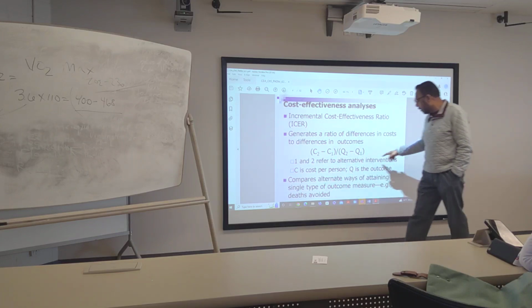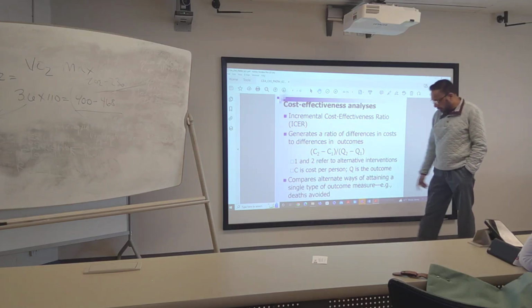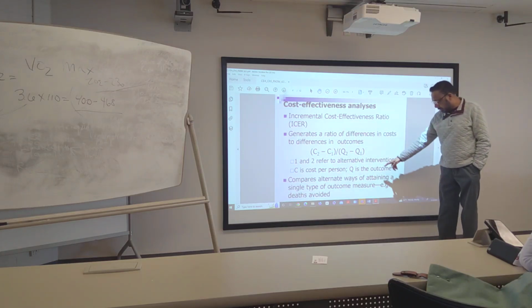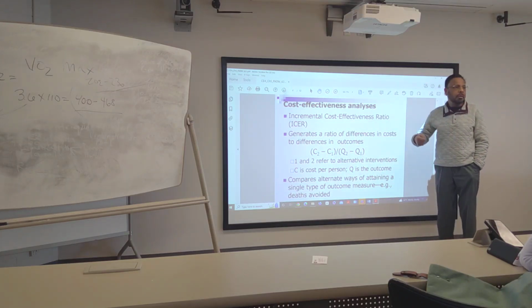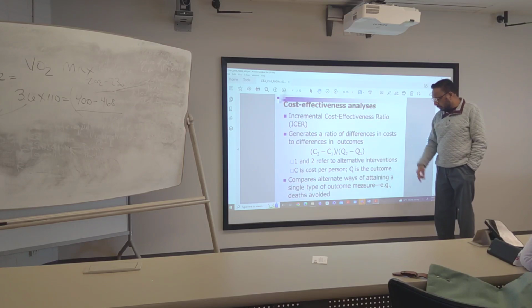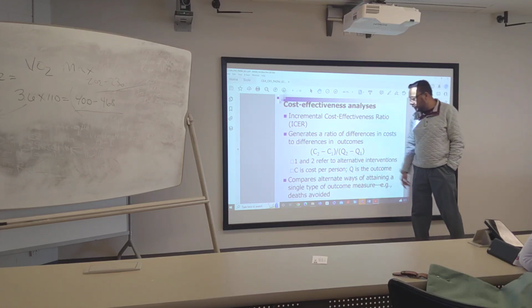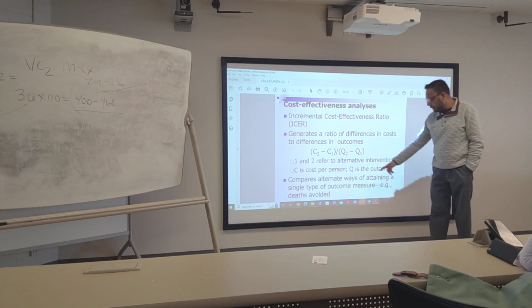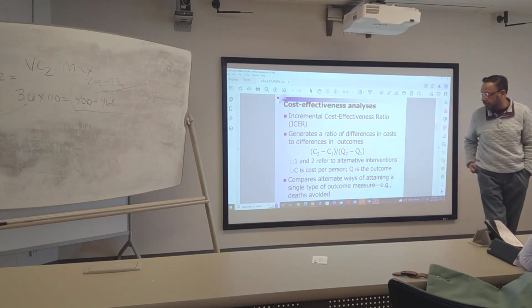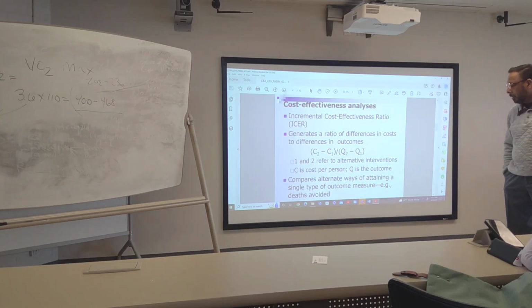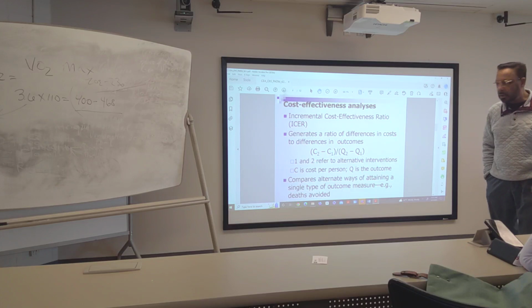So 1 and 2 refer to alternatives in their dimension. C is the cost per person. Q is whichever way you measure the outcome, in A1C units, in blood pressure units, in temperature units, pain units, whatever. Q2 minus Q1 is the denominator. It compares alternative ways of attaining a single type of outcome measure. It could have been mortality also, changed, that's avoided. One outcome. It's not multi outcomes.